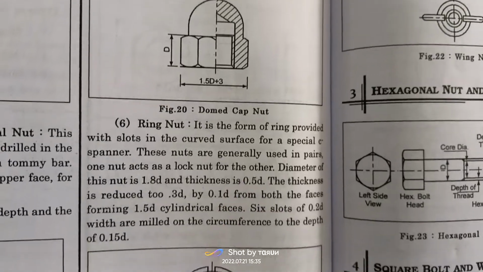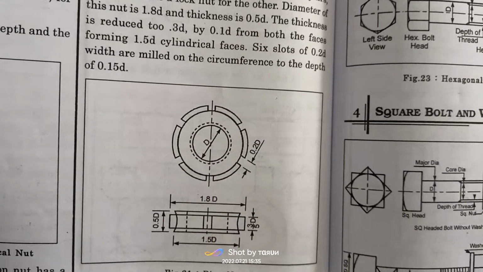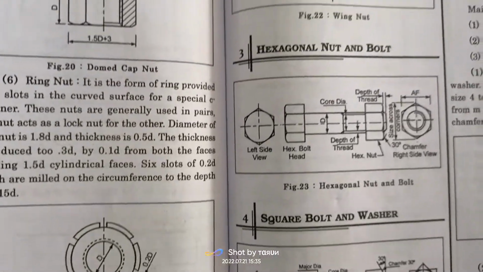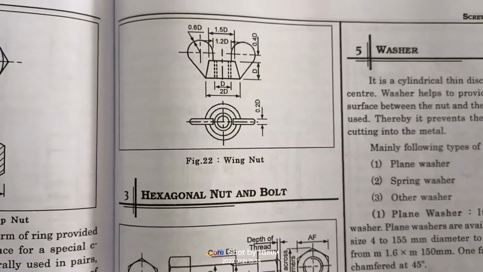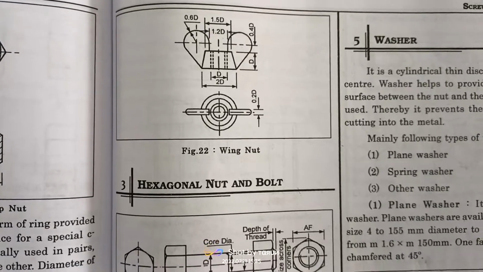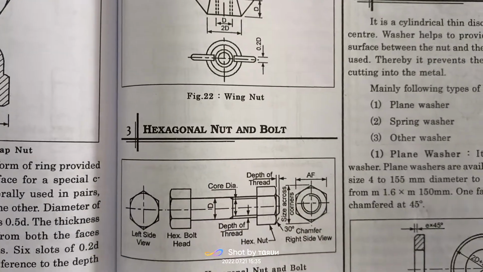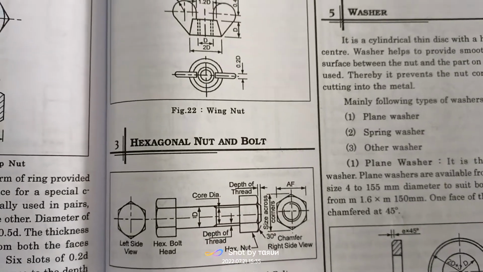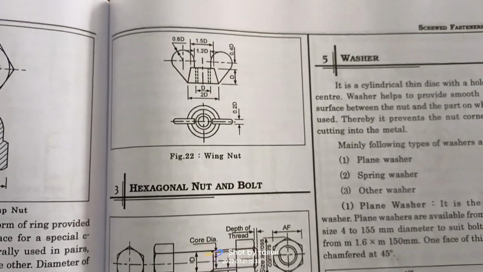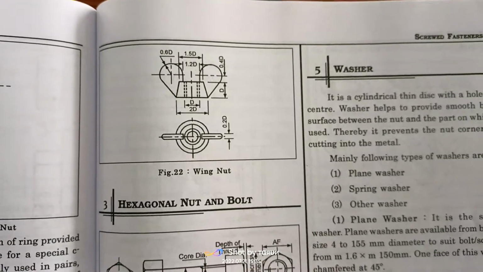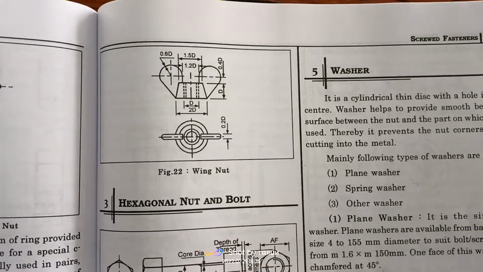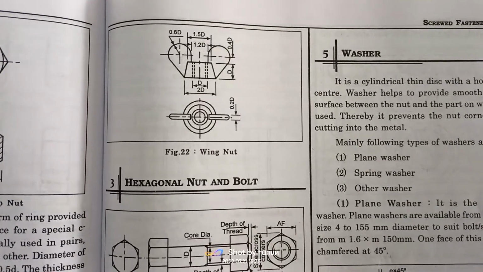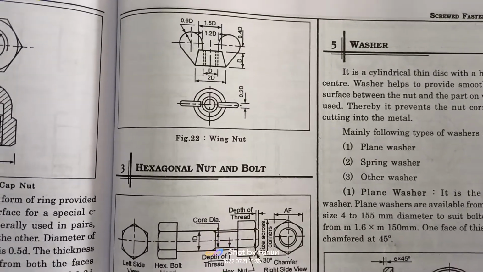Next is our ring nut. Next is our wing nut. These are easily operated by thumb and a finger, and are used where frequent adjustment is required. This wing nut is used in hexa. We can see hexa.